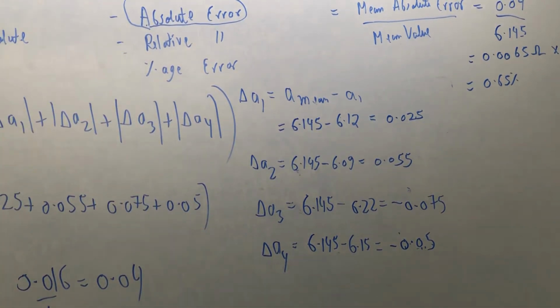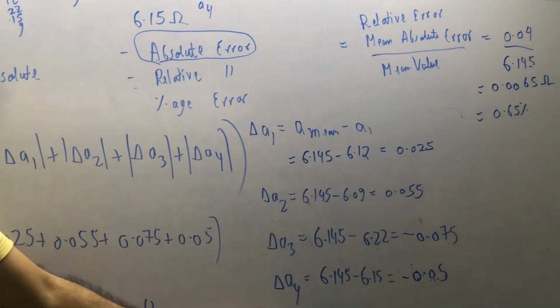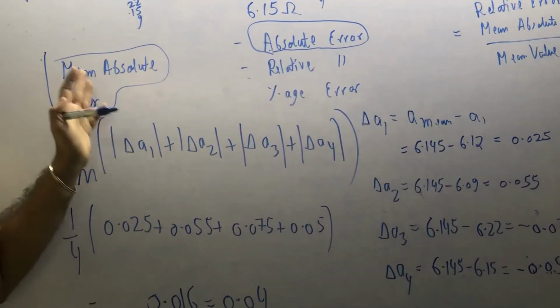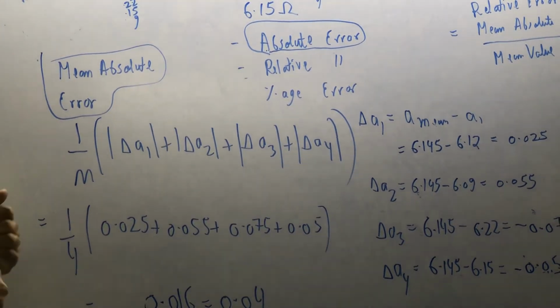Okay, so sometimes in the question they say absolute error. What they mean to ask is not this absolute error, they mean to ask mean absolute error. If they say absolute error, that means they are asking mean absolute error. Okay, don't get confused by it.